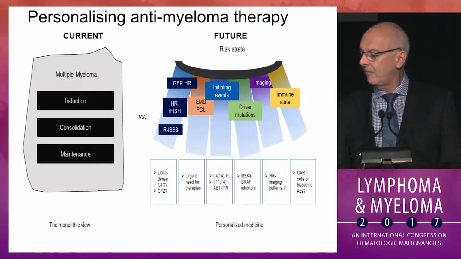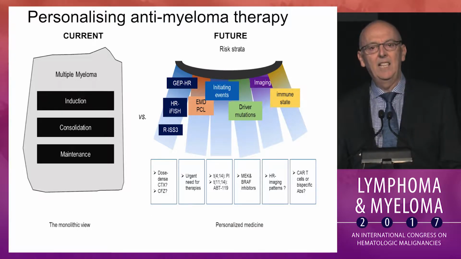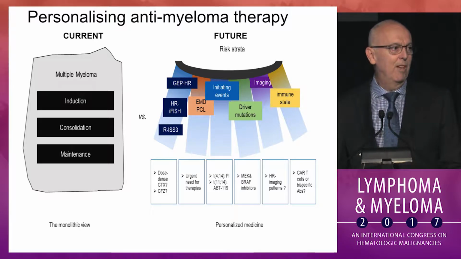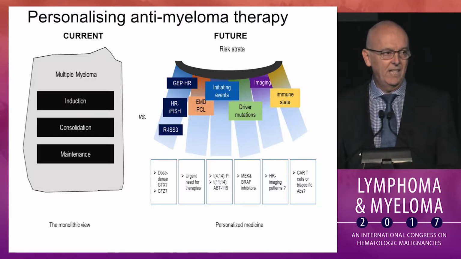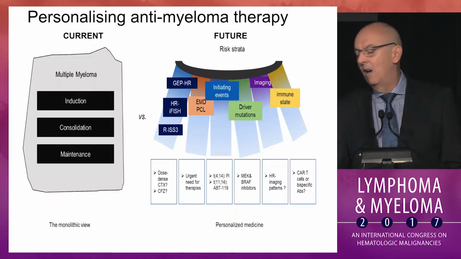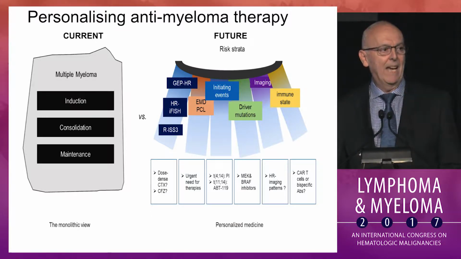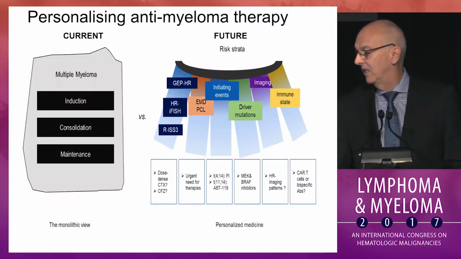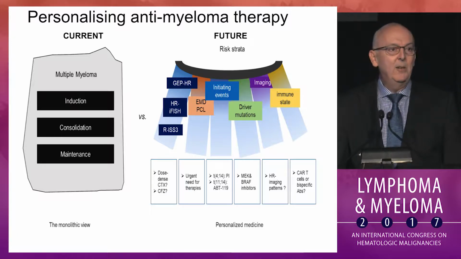And again, relevant to this session, the current status is that we should think of it as monolithic myeloma, where we treat everybody more or less the same with induction, consolidation, and maintenance. But maybe the future should involve defining risk strata and biological strata of the disease, where you try and match the treatment to either the biology or the risk. That's some way on in doing this.